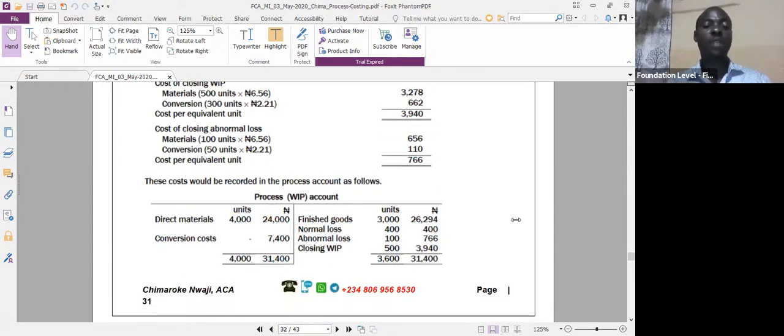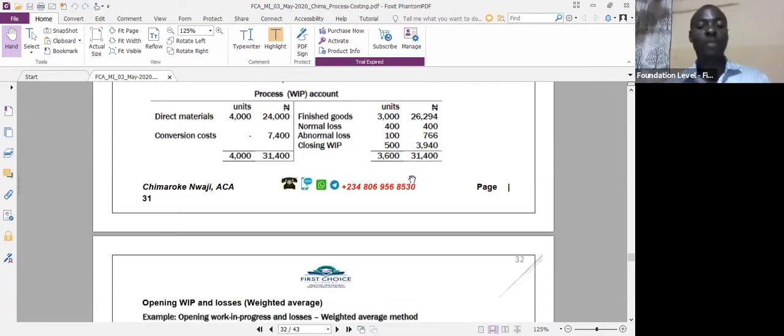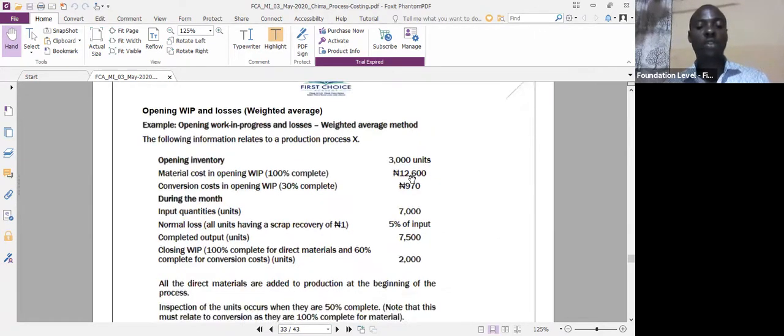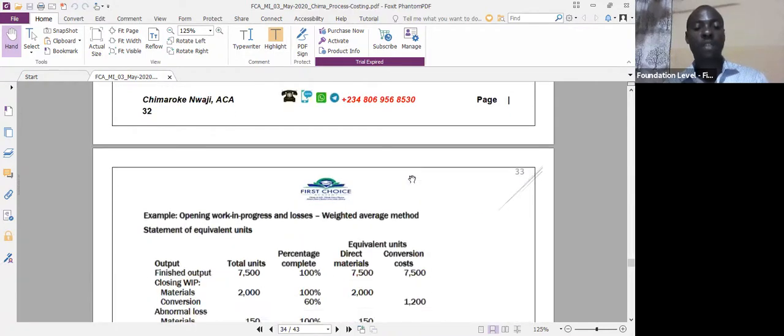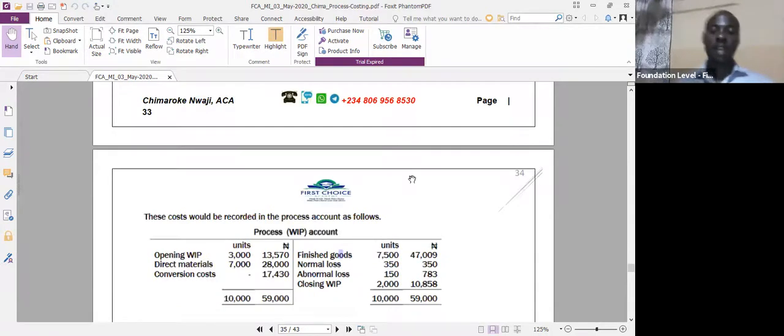Then this is how we put them in the various accounts: direct materials, conversion costs, finished goods, normal loss, abnormal loss. So this is how we deal with process costing, when there are losses, when there are opening work in progress, when there are closing work in progress. So I would like you to go through this material at this time.